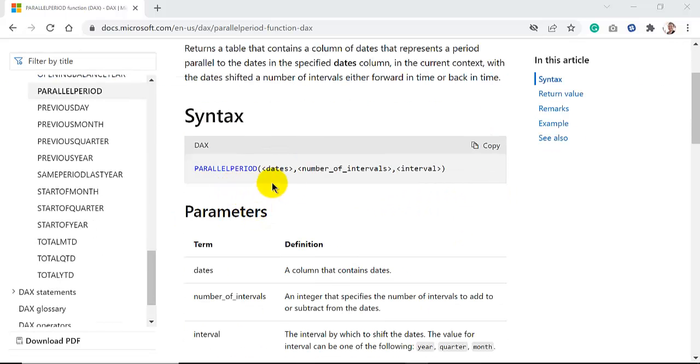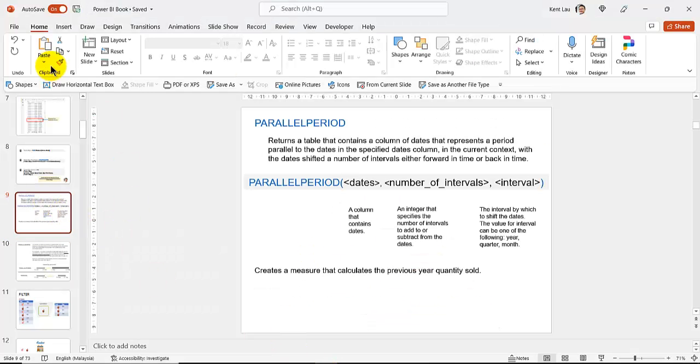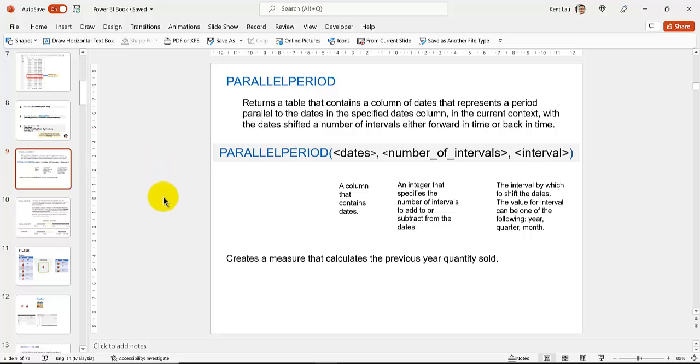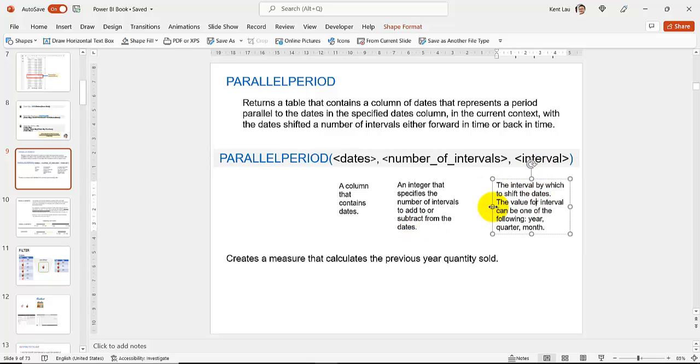And there is a syntax for this. Let's take a look at it here. The syntax has the dates, a column that contains dates; number of intervals, a specific number of intervals to add to or subtract from the dates; and interval, which is the interval to shift by. The interval can be a year, a quarter, or a month.